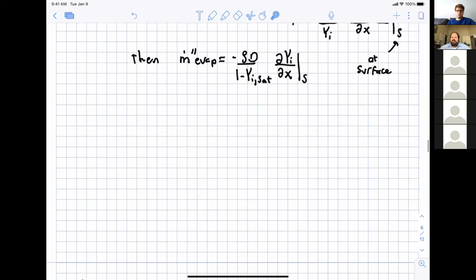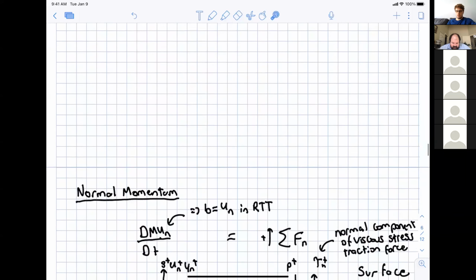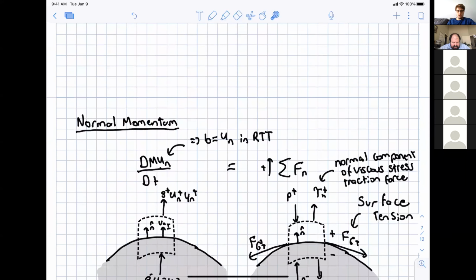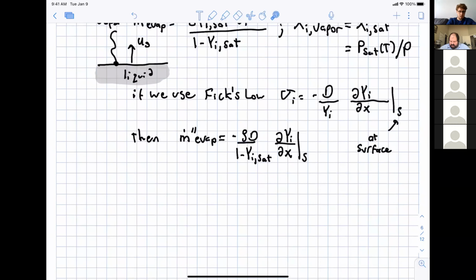Okay, and so that's a fairly decent spot to stop for today, and we will handle momentum quickly on Monday, and then hopefully either on Wednesday or Friday of next week we will start some applications on initiation theory. Okay, any questions?